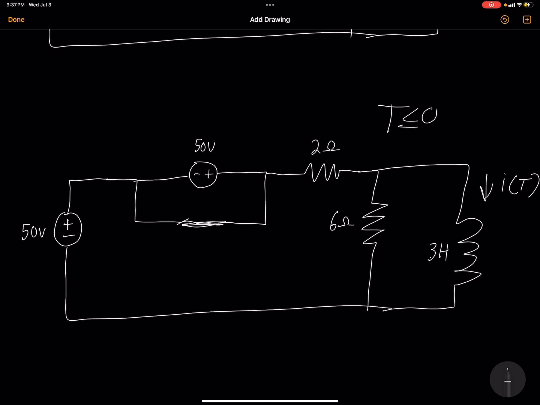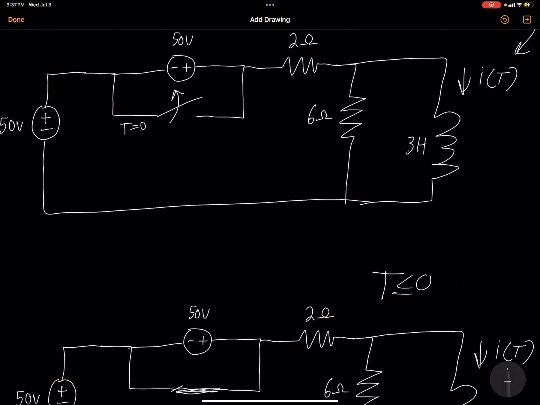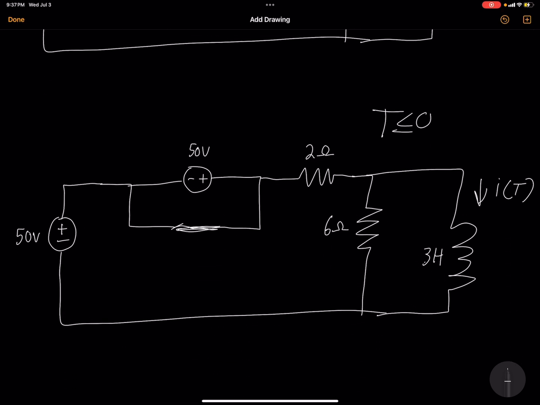And here's the circuit. Before 0, that switch here is closed, because at t equals 0, it switches open. So before that happens, this is what it looks like. You have this shorted here, and the current passes through the short, avoiding that power source. So this power source is eliminated entirely from the circuit because it is shorted out.